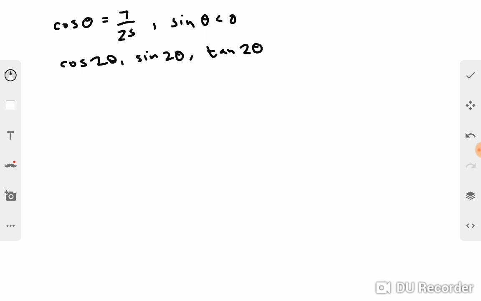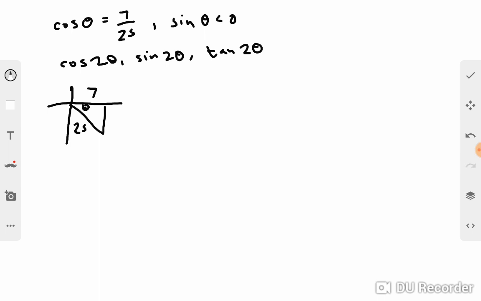Okay, so what we're going to do, you can either solve this using the Pythagorean theorem to get your sine value, or you can set up a triangle. So either way is fine. I'll go ahead and set up a triangle. If we've got cosine positive and sine negative, that means we've got to be in the fourth quadrant. And here's our theta. And we know that cosine is 7 over 25, so that's adjacent over hypotenuse.